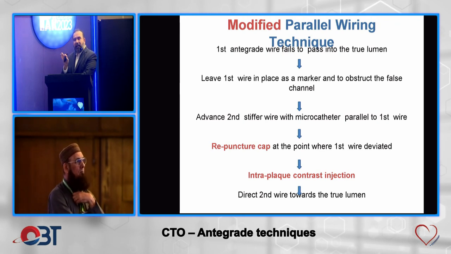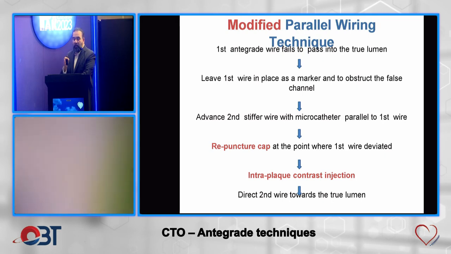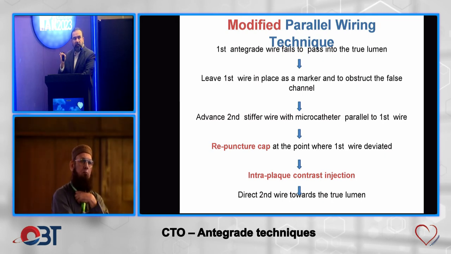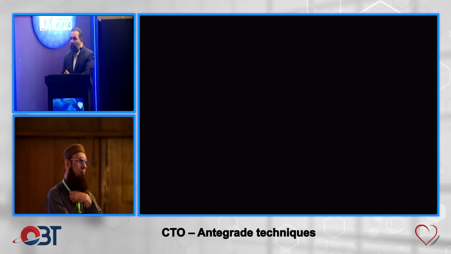So instead of using the second wire to redirect, because it has happened with me that you try one wire and then you go with the second wire and you end up in a second part of the subintimal plane, what he did was intraplaque contrast injection and then he did a second wire. So this is brilliant. I call this the Carlino assisted or modified parallel wire technique, and you saw it here first, which Tariq Bhai did, and I think that was actually a brilliant case. So thank you.